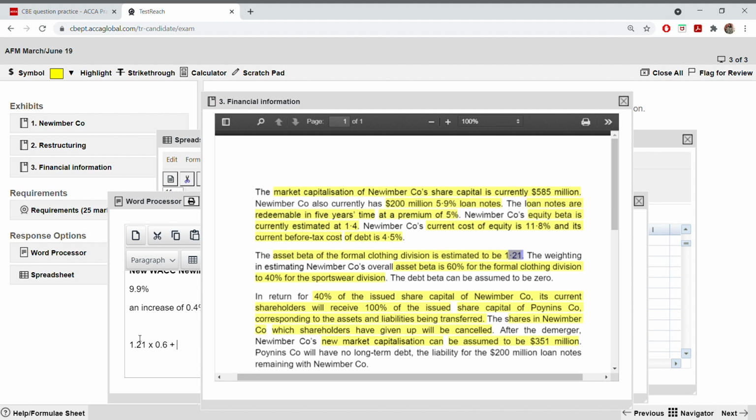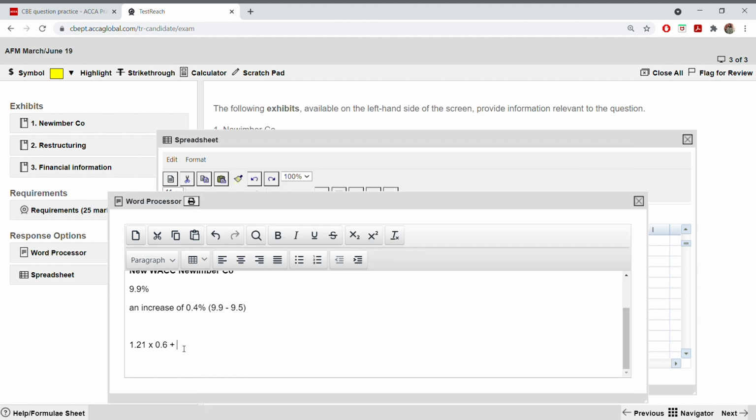plus what is the weighting for the sportswear division? 40%. Okay, 0.4. Okay, let me put brackets. This you don't have to show. This is I'm explaining you, because when I do the working you will not understand why I divided, why I multiplied.